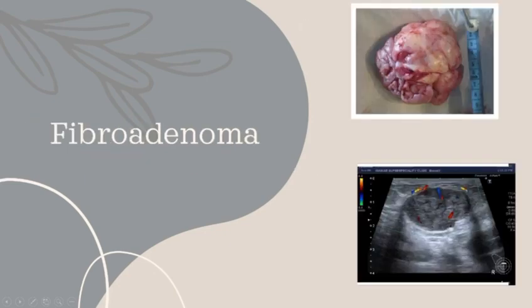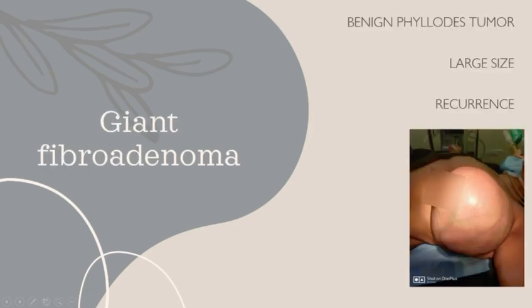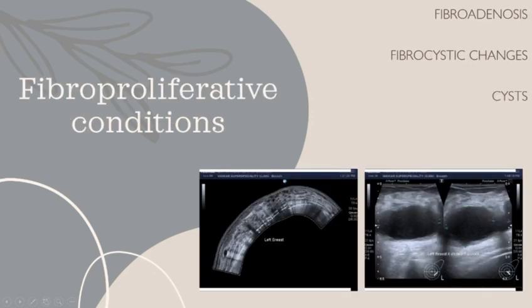So this is a classical presentation of a fibroadenoma, which is a very well-defined tumor in the breast which is firm on examination and is totally non-cancerous. Fibroadenomas may increase to large sizes where they may form benign phyllodes tumor. These tumors have a high potential for recurrence and may attain large sizes.